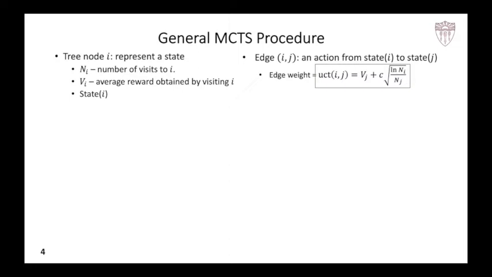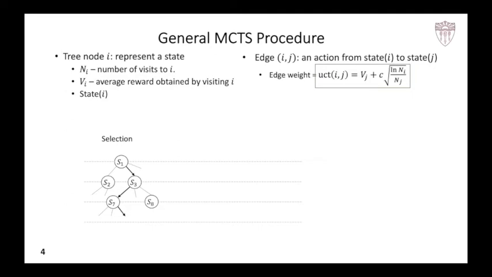The first term is an exploitation term, that is, the expected reward for visiting the child node j. The second term is the exploration term, saying that there should be a higher chance of visiting a child node that has a lower number of visits. C is just a term controlling the trade-off between the exploration and exploitation terms.